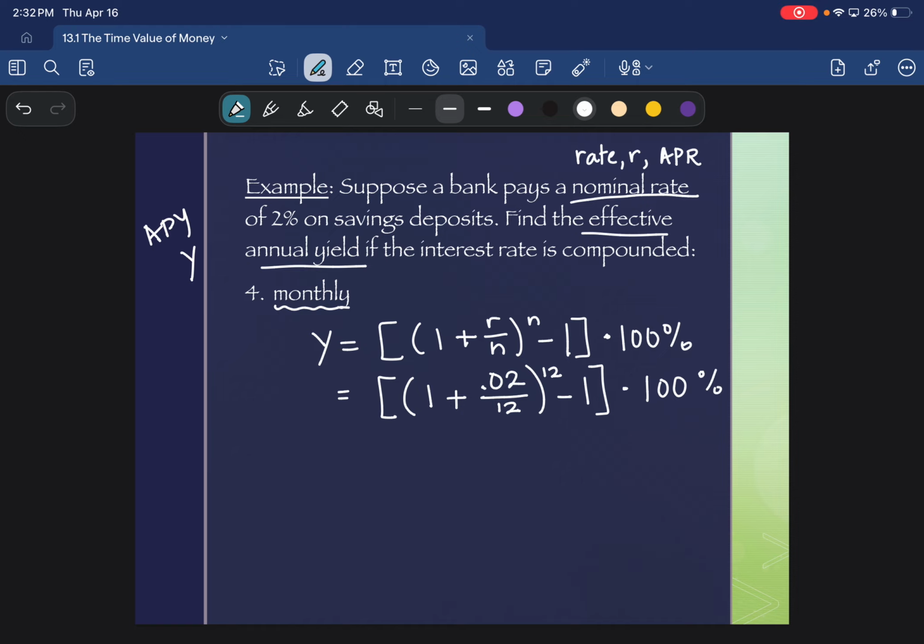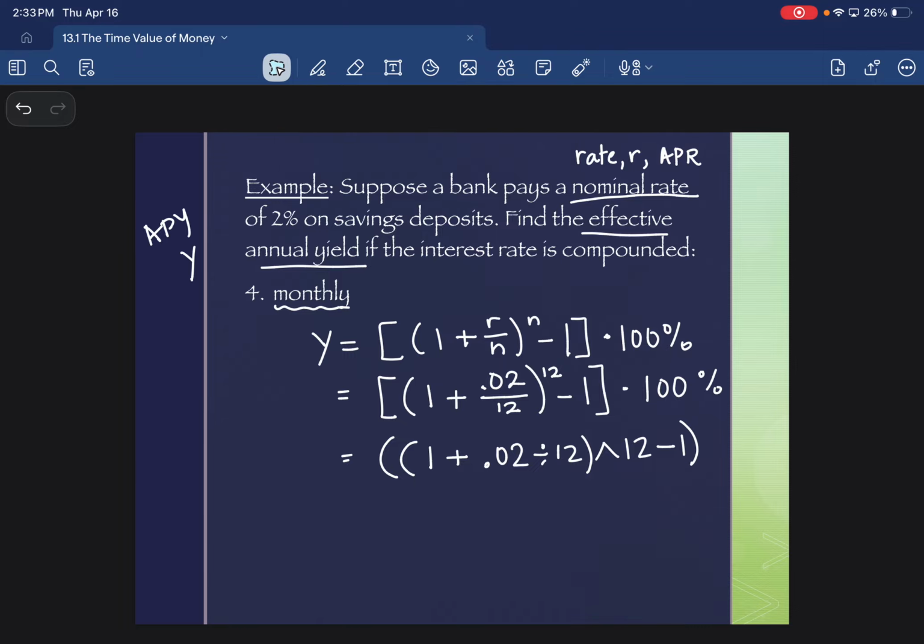Two options here. One option is you could just enter this into your calculator and press enter, and then hit times 100. That is probably what I would do. Option number 2: you start with 2 parentheses, because the bracket can be written as a parenthesis as well. Then you put in your 1 plus 0.02, divided by 12, caret to the 12, minus your 1, and then times your 100.